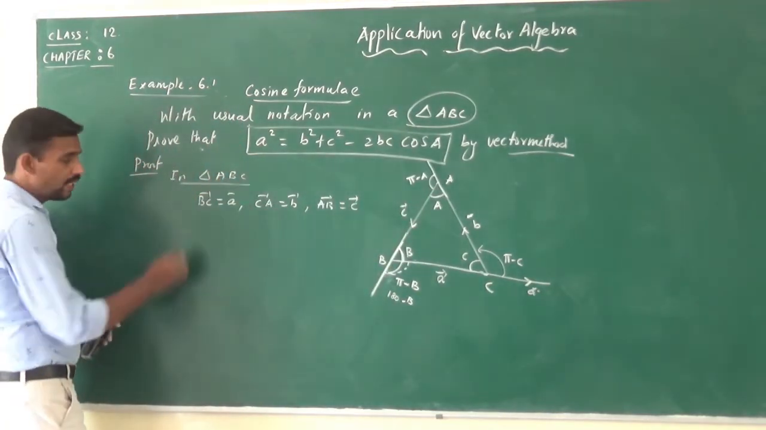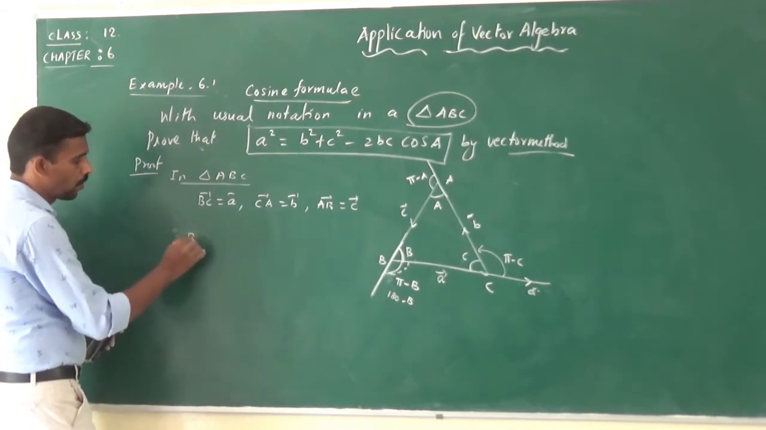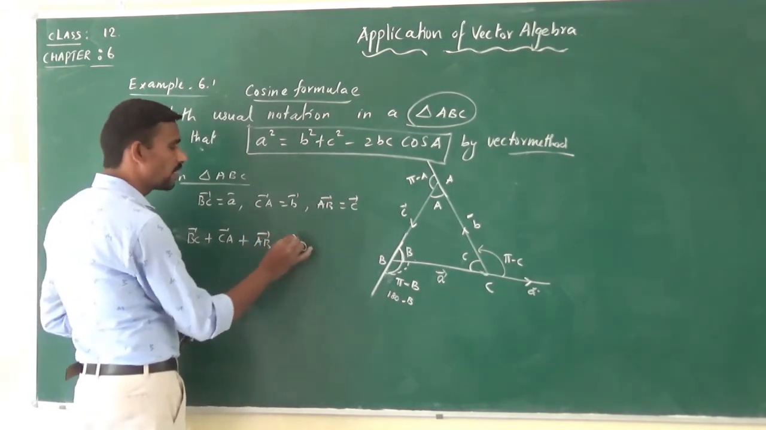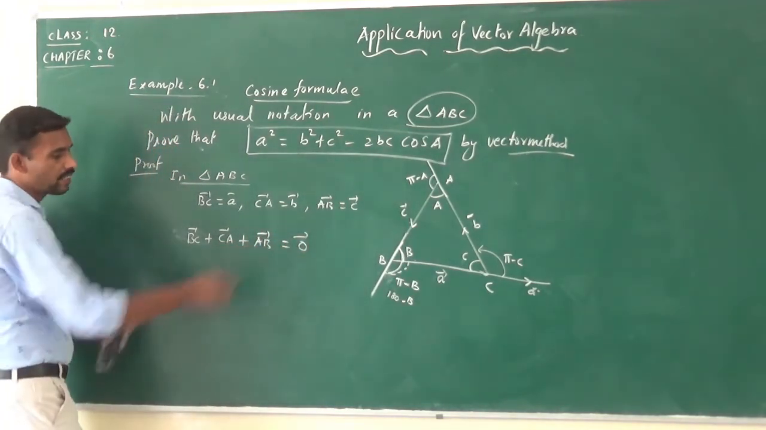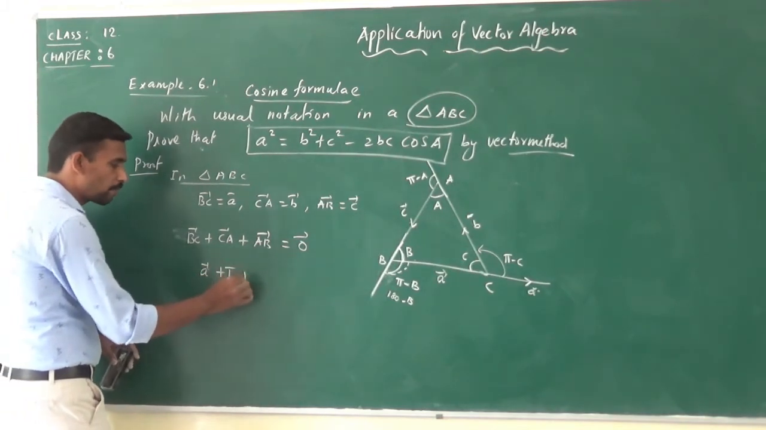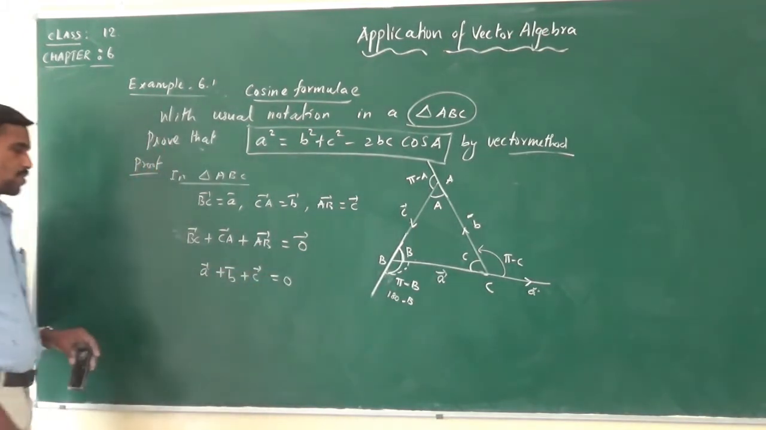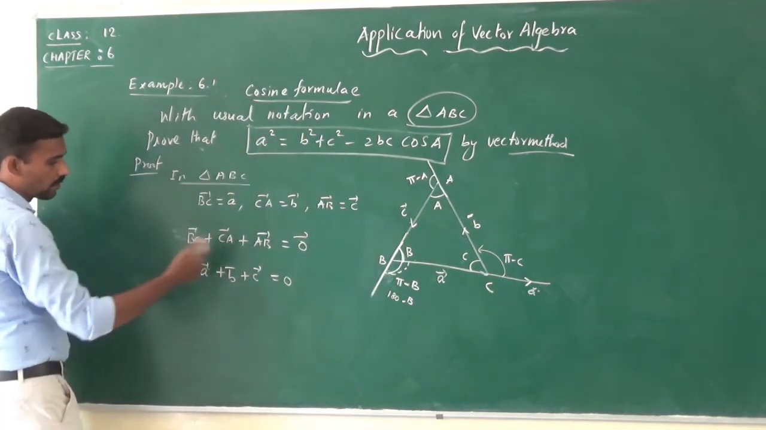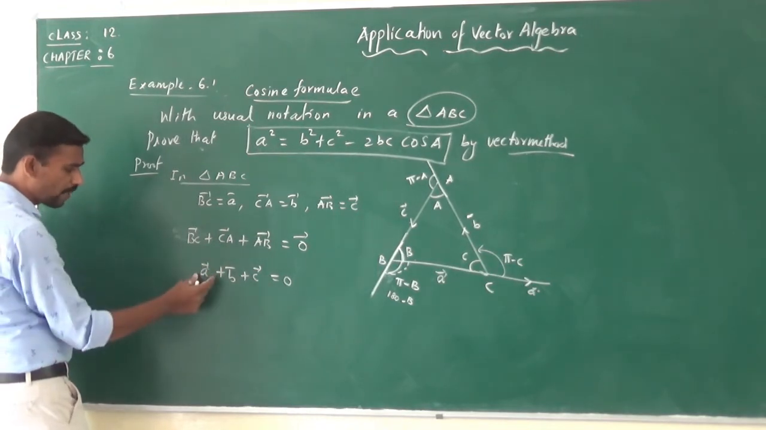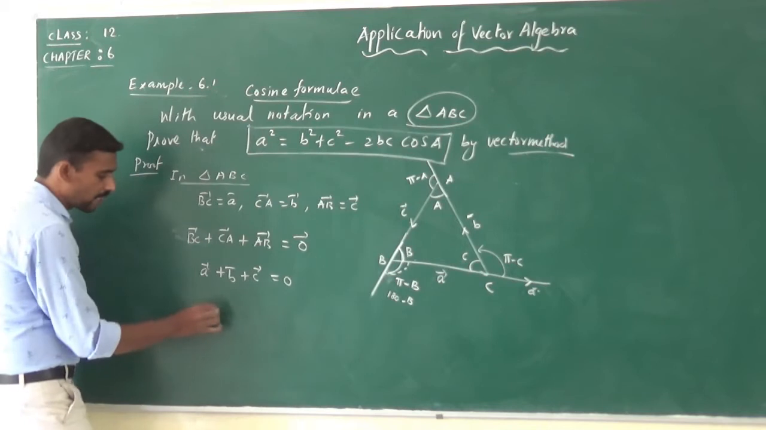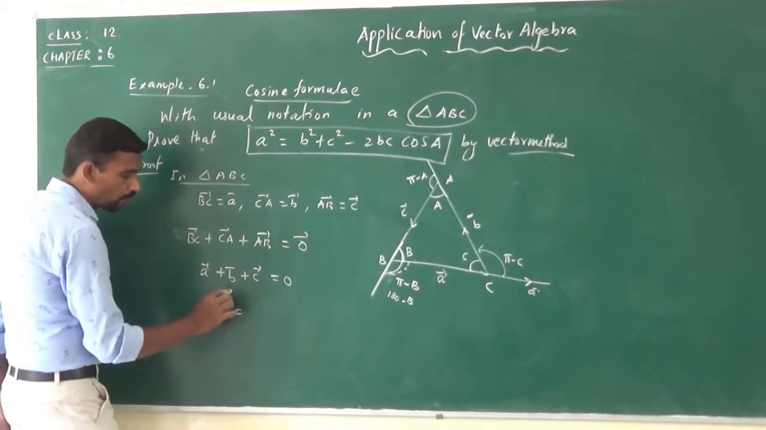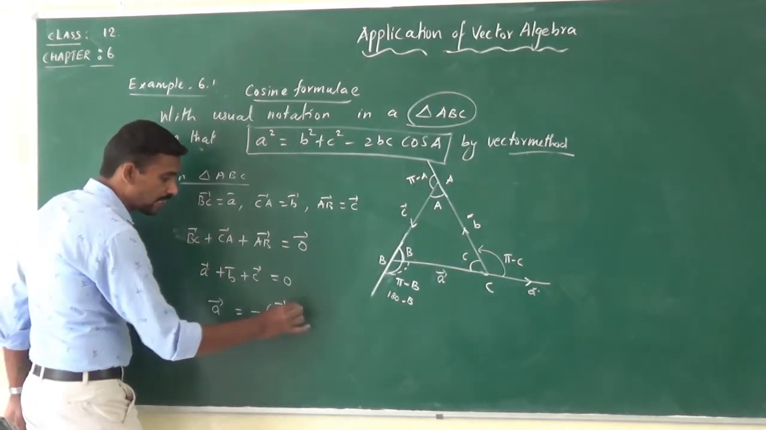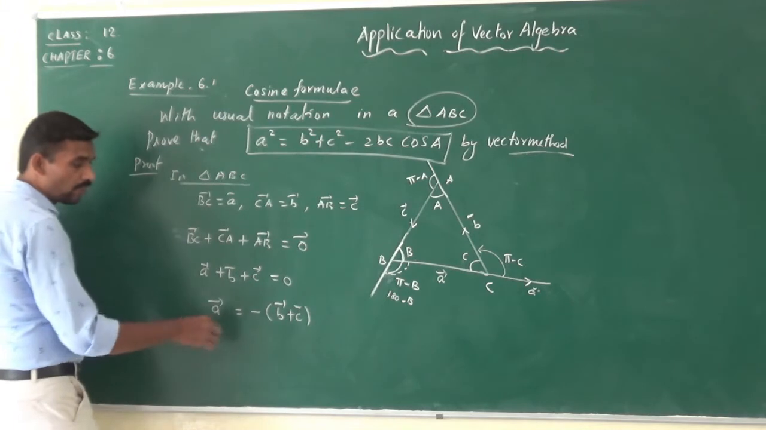So in triangle ABC, the sum of the sides, that is vector BC plus vector CA plus vector AB, is equal to what? 0. So the sum of the side vectors is equal to 0. It is a vector plus b vector plus c vector equal to 0. So here a square only, a only is there, no? So I want to write only a. So I keep the a vector on the left side, taking the remaining to the right side. So the a vector is equal to minus of b vector plus c vector. Right?